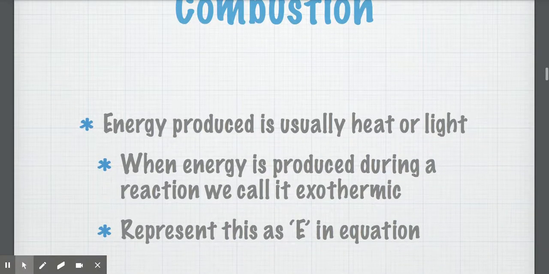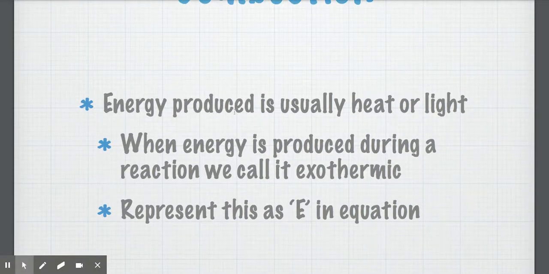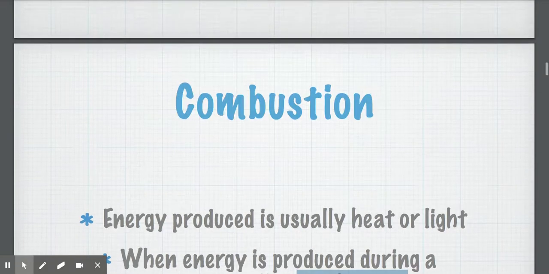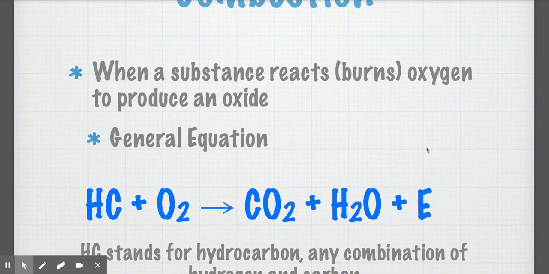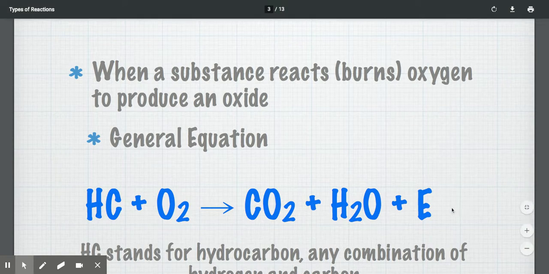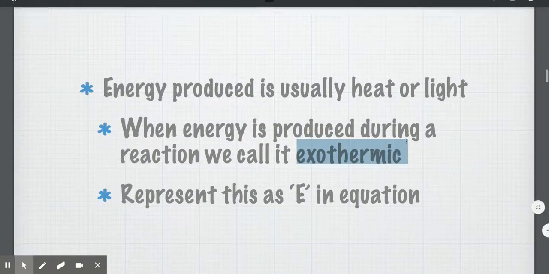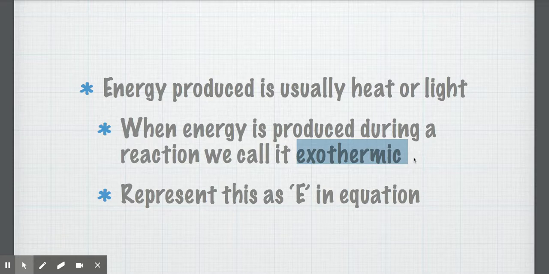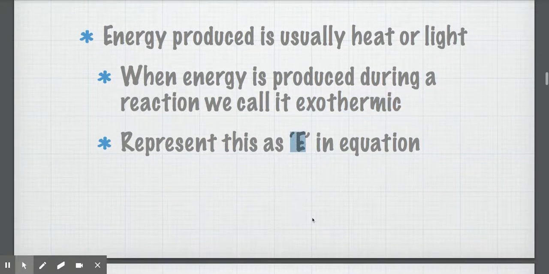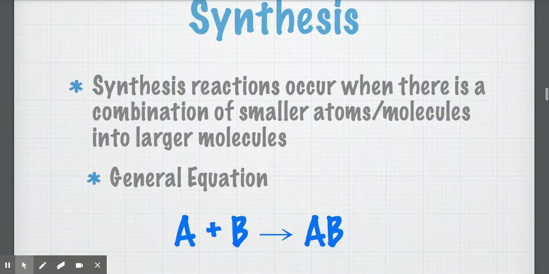A little bit more about combustion reactions. Energy is produced usually in the form of heat or light. When energy is produced during the reaction, we call it exothermic. All this is saying is that since we're releasing energy, creating heat and light, this is an example of an exothermic reaction. We're going to look at these in a little more detail in grade 11 and grade 12 chemistry. And rather than just writing energy, we choose to just write an E. It's just easier. That's it for combustion reactions.